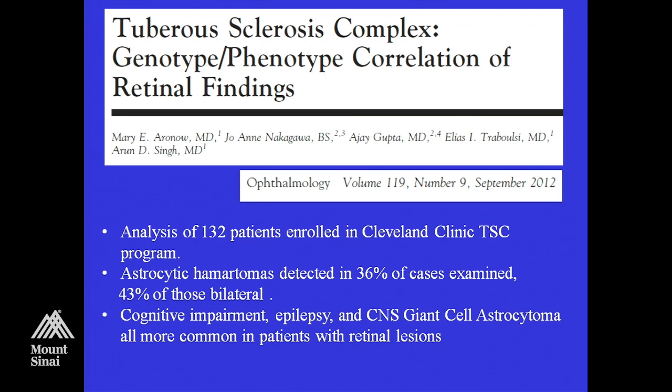Now, there have been some nice studies correlating the pathology in patients with tuberous sclerosis with other clinical features. This was a series from Cleveland Clinic in which they looked at 132 patients with TS. And in those 132 patients, 36% had these astrocytic hamartomas in their eyes. And in 43% of the patients who had tumors, they were bilateral. So as with retinoblastoma, they can be bilateral.